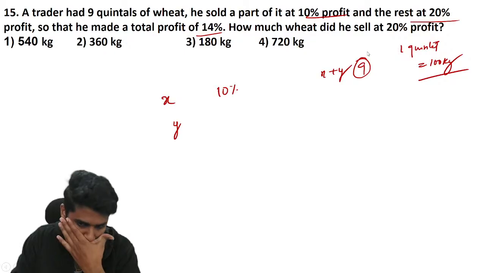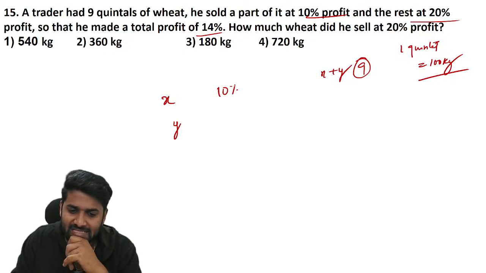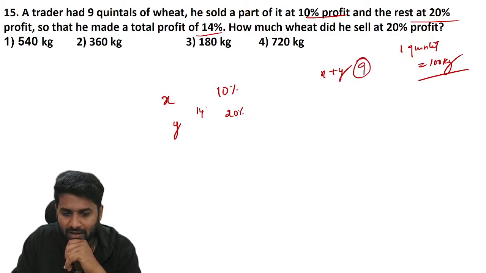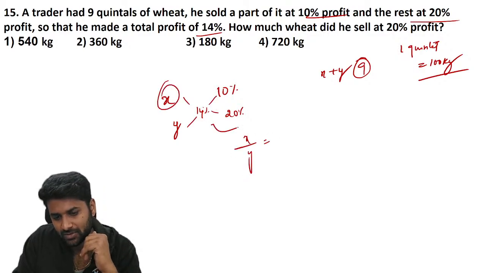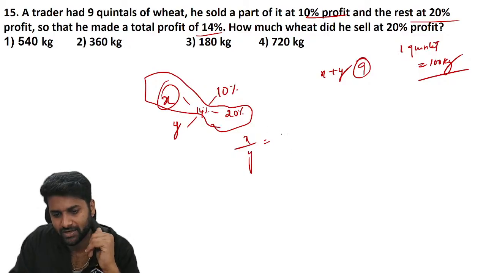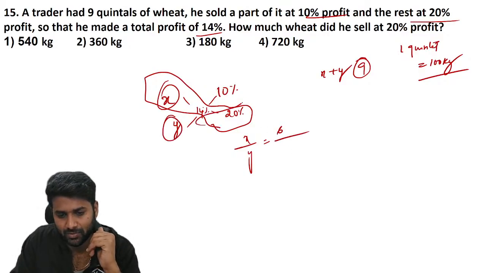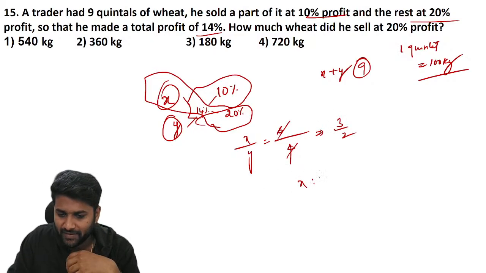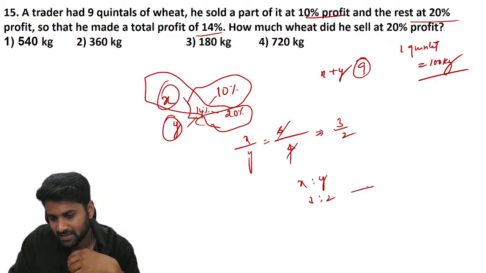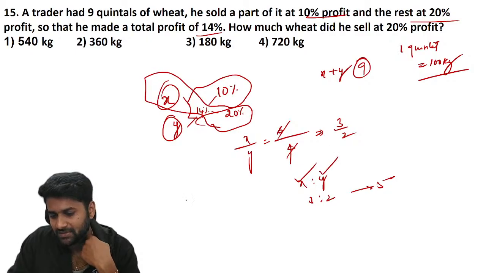Remember this point. Now if I sell x for 10% profit, then y profit is 20. If we observe the overall average, then the overall average becomes 14. See what is the ratio of x by y? x is all about the difference between 14 and 20. And y is all about the difference between 10 and 14. So then the respective ratio is 3 is to 2. So if x is to y is 3 is to 2, what does it mean? If the total quintals are 5, then x is 3 quintals and y is 2 quintals.